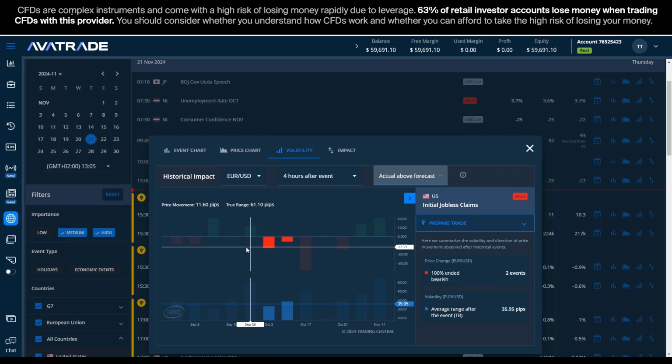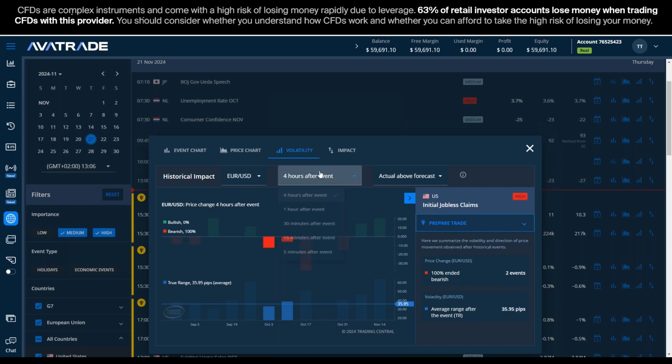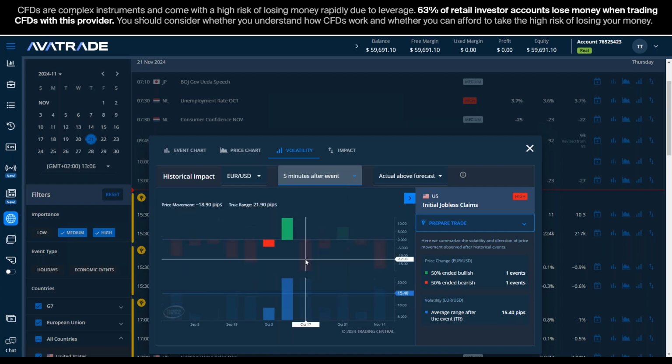We just know that when these numbers came in above forecast in the past year or so, both times that it happened, the USD pulled the euro down. And the range movement was about 36 pips. Okay? And we could say, well, what happened in the first 5 minutes? They actually went down less or even went up. Okay, so it's not like after you see the numbers, you miss the opportunity to trade.